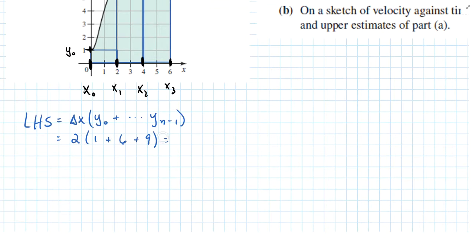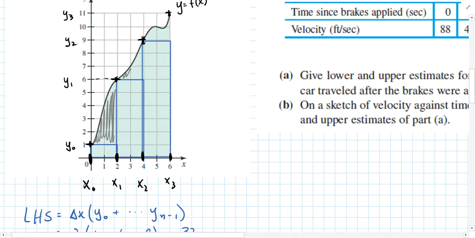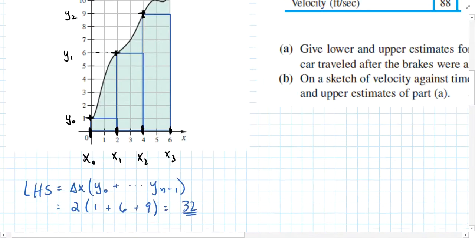And 2 times 16 is 32. So the left-hand sum produces a calculated result of 32. And I'm guessing that this is going to be an underestimate because the height of each of these rectangles in these regions is below the graph itself. So I'm guessing that 32 is an underestimate.